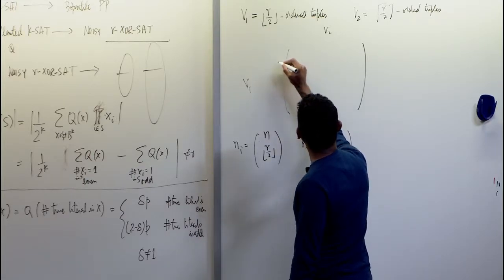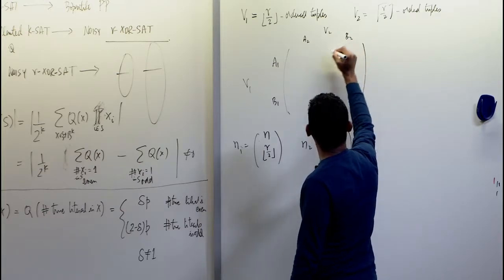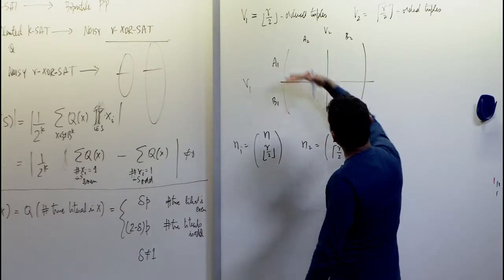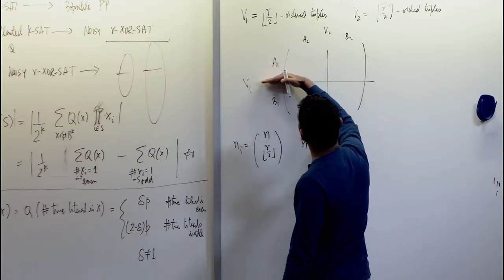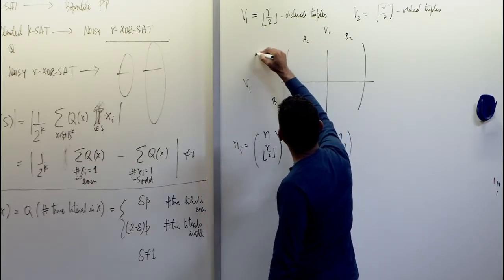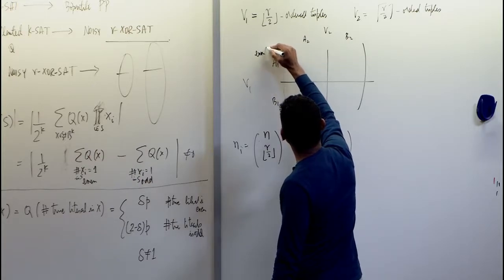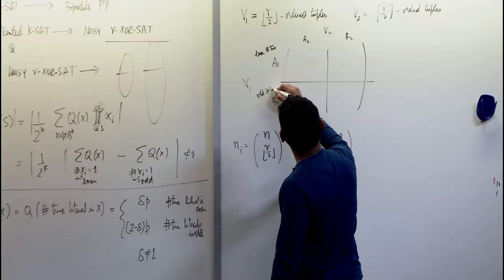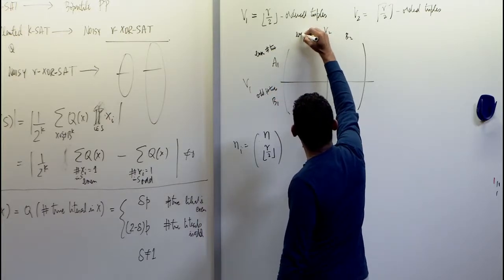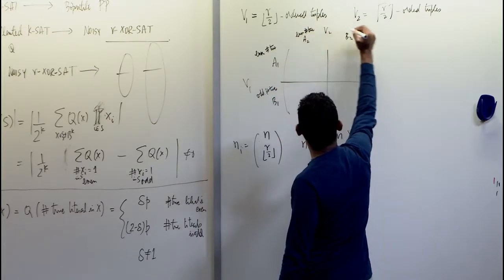So here is A1 and B1, A2 and B2. These are all the r over 2 ordered tuples which have an even number of true literals. And this is odd number of true. Same here, even number of true, and odd number.